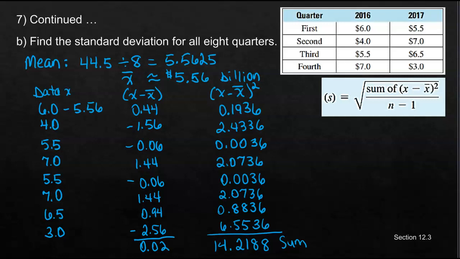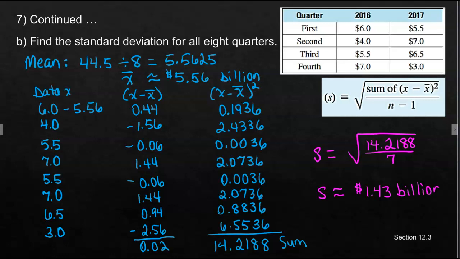Okay, so now we go to our formula, right? Our standard deviation is going to be our sum, 14.2188. It's important not to round here, right? Don't round it on any of this. We're dividing by 7 again because we had 8 values in our data. And so my standard deviation is 1.43 billion. So remember, that's how much it varies on either side of our mean.